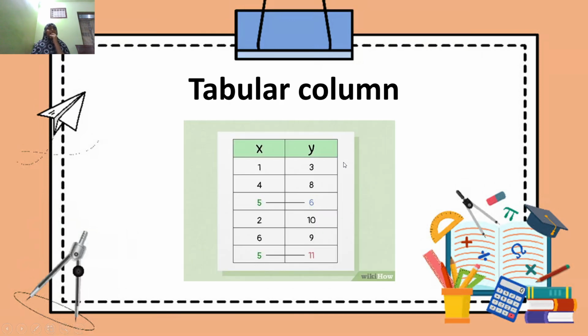Then we can use a table. We put all the domain values in x and the functional values in y, and we write them correspondingly.